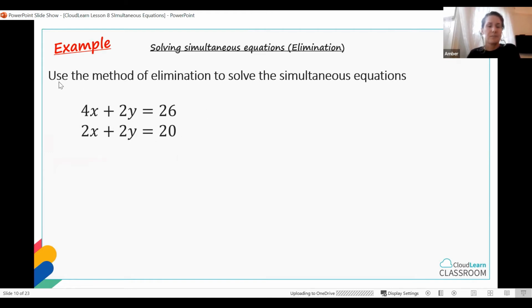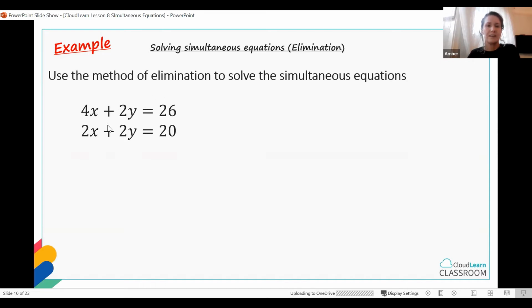Use the method of elimination to solve the simultaneous equations 4x plus 2y equals 26 and 2x plus 2y equals 20. So we've got these 2 equations. We've got 2 variables we need to find out, x and y. And x and y are going to be the same thing in both. We're going to use this to find out what they are.